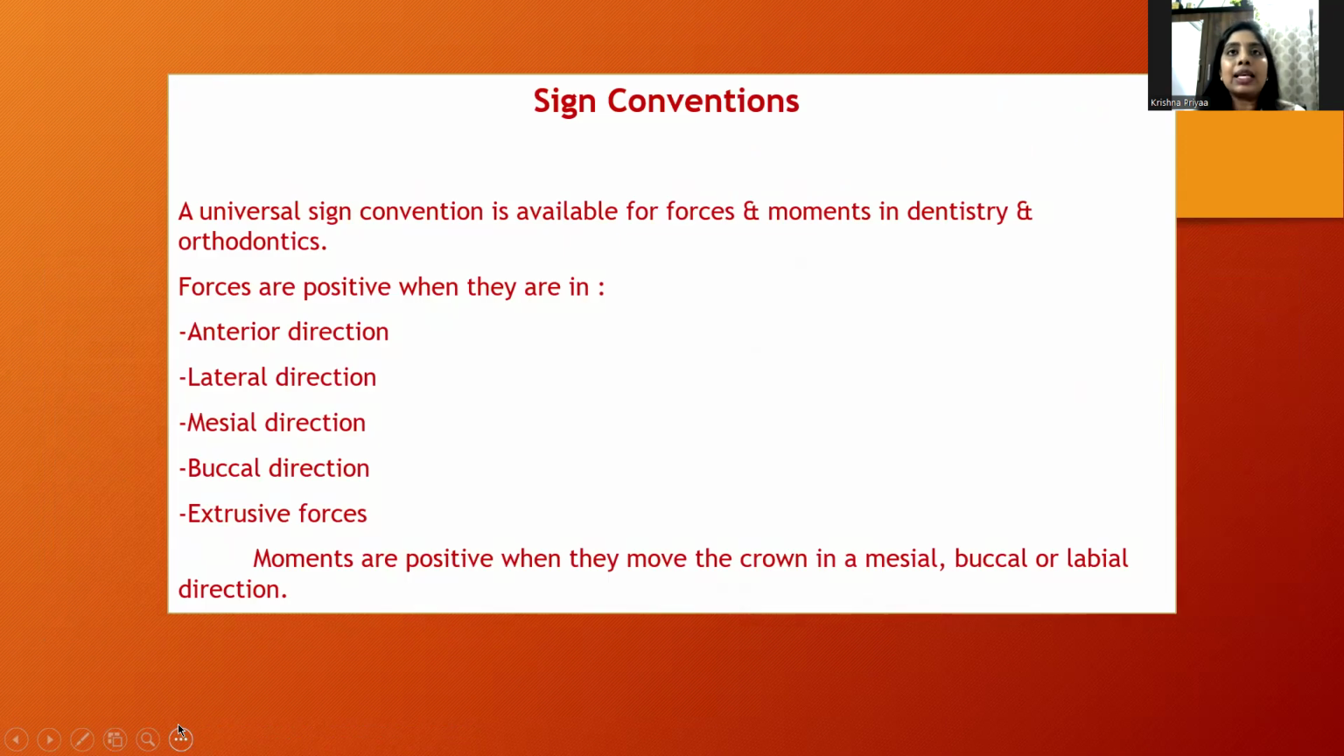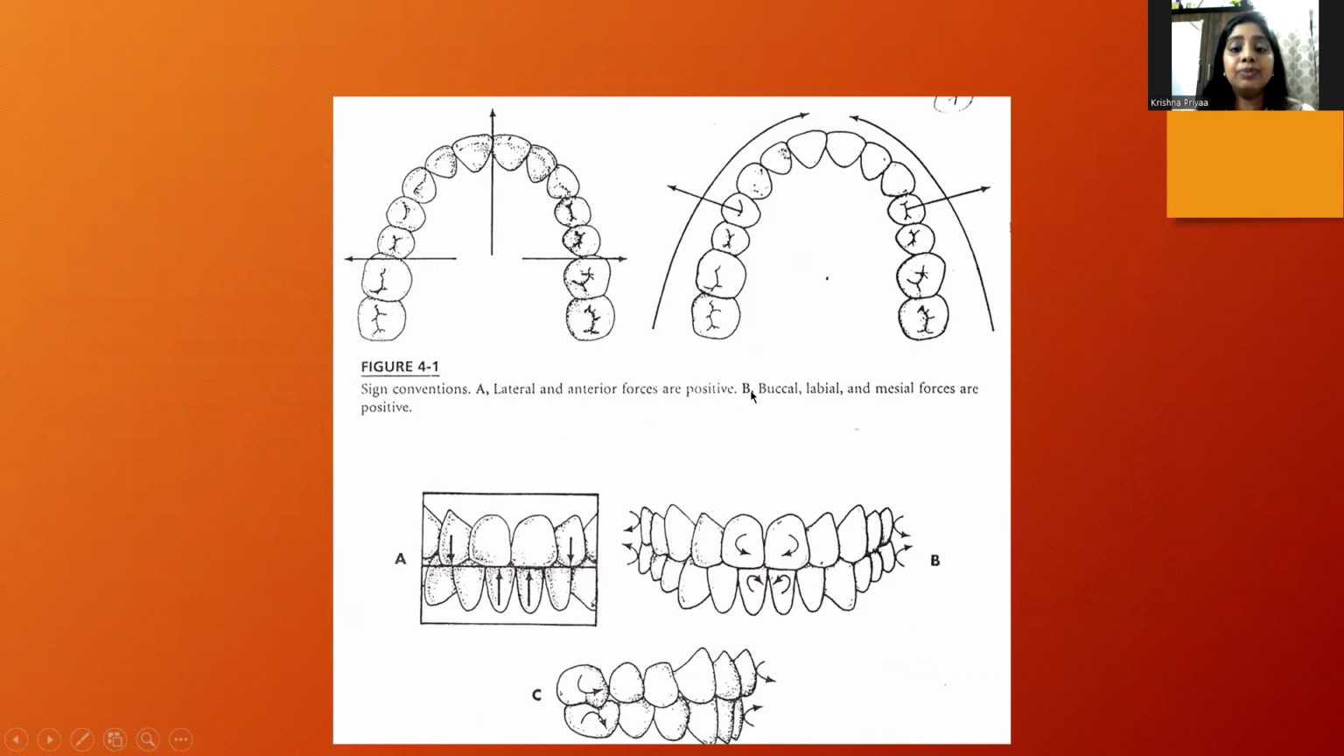Now coming to sign conventions. Basically, we say intrusion, we say extrusion, translation, and such things, right? But whenever a force is acting in a particular direction, we give it a positive value. Whenever it acts in a negative direction or opposite direction, we give it a negative value. Let us understand which is positive and which is negative. There is a universal sign convention, okay? So movements are positive when the crown is mesial, buccal, and labial. Basically, when the movement is buccal, that is outside, labial, okay, or mesial, that is moving towards the central line, the universal sign convention is positive.